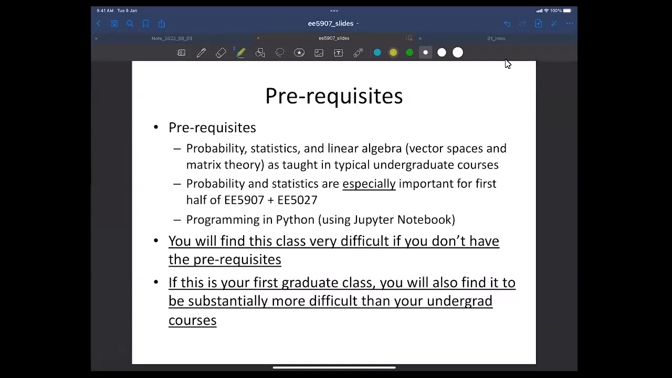All right, you will find this class very difficult if you don't have the prerequisites, especially the mathematics, because our language in this course will be all mathematics: linear algebra, probability, statistics, and calculus. Obviously it's a graduate course, so it will be more difficult than your undergraduate courses. Any questions on the prerequisites and the programming requirements?